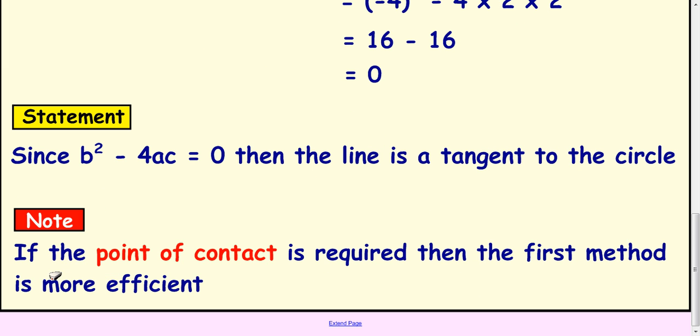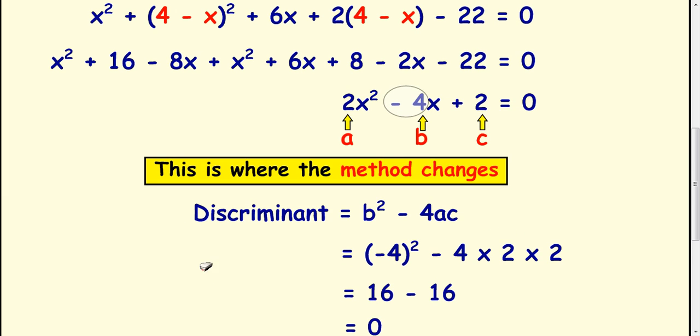Just a wee point on this, if the point of contact is required, then the first method is more efficient. If you proved it was a tangent here, then you'd have to go back to this point and factorise to find the point of contact. So it's not a good method if you're looking to find a point of contact, but some people find it easier to do the discriminant here to prove a tangency.